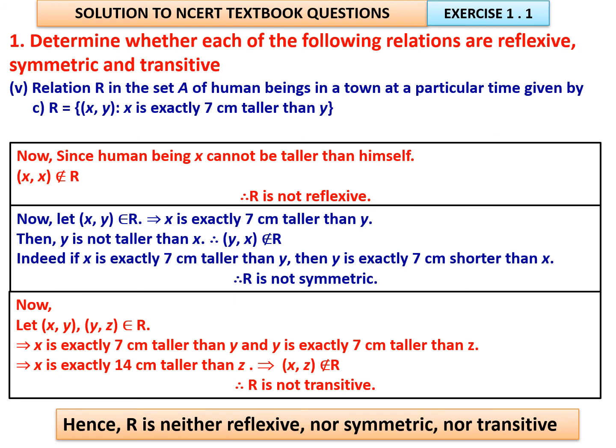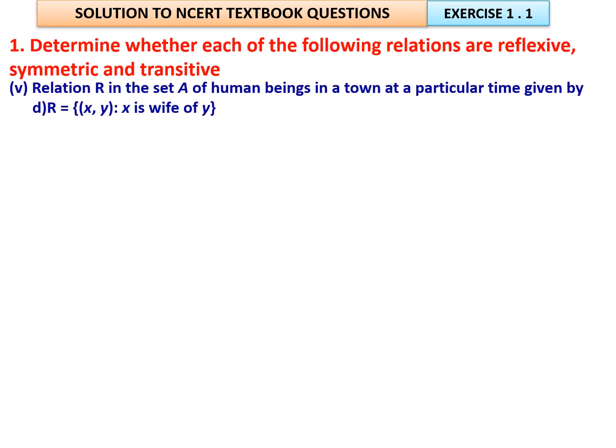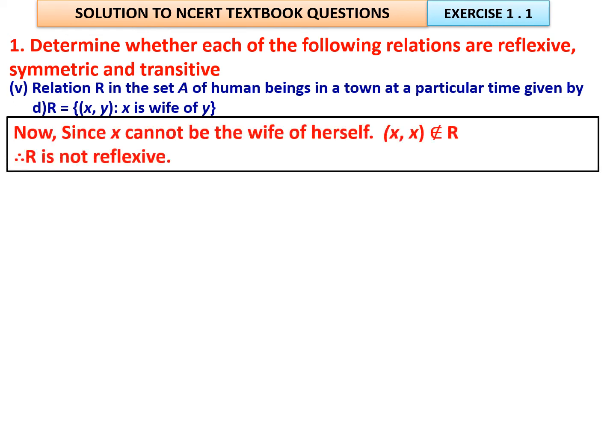Okay, well. Let's go to the fifth problem. Relation R in the set A of human beings at a particular time, given by x comma y, x is wife of y. Let us check. Since x cannot be a wife of herself, x comma x is not an element in the relation, therefore it is not reflexive.